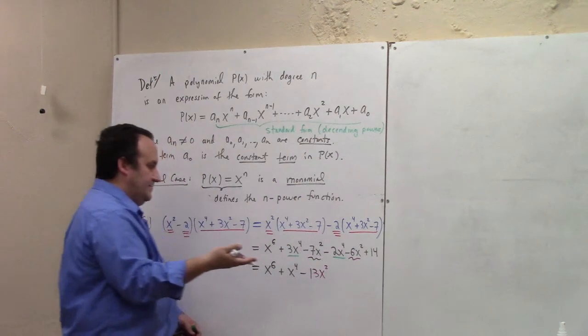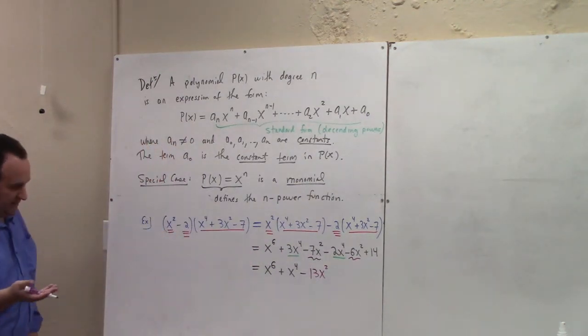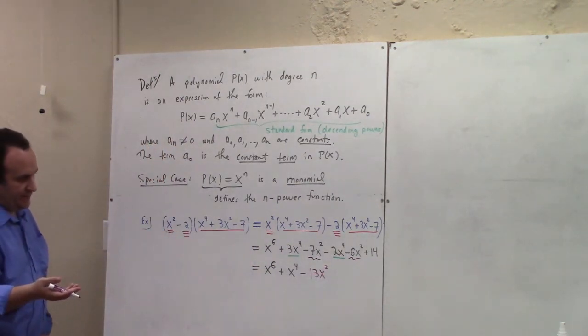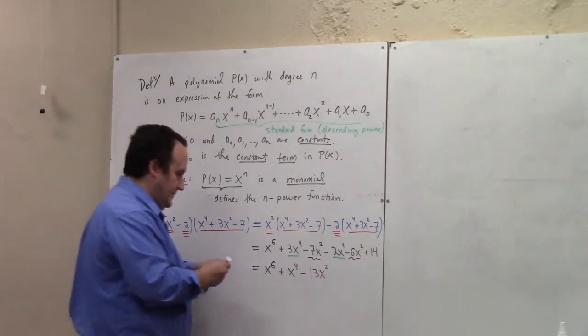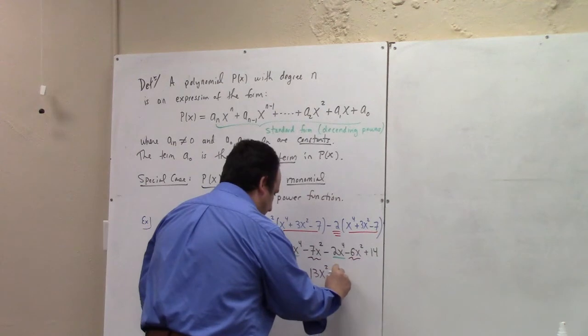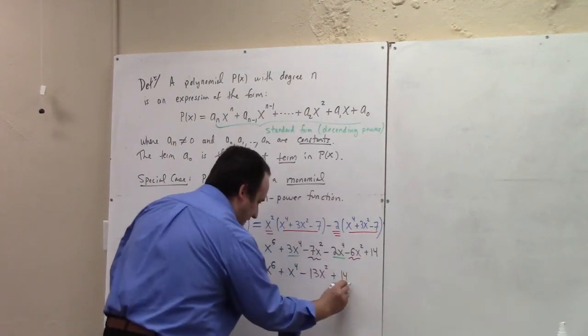Is there any x term? Doesn't look like it, right? So the next thing is the constant term, which is 14. And there you go. We have multiplied the polynomials, and we put it in standard form.